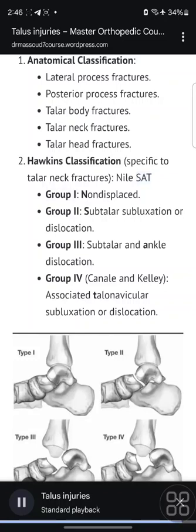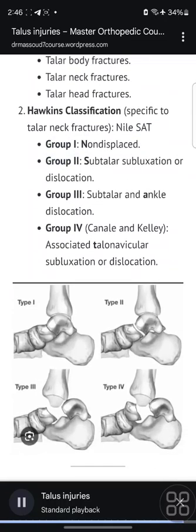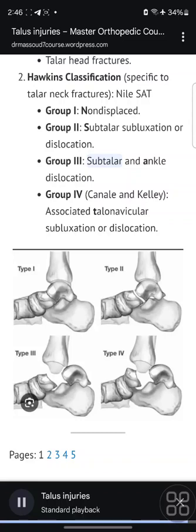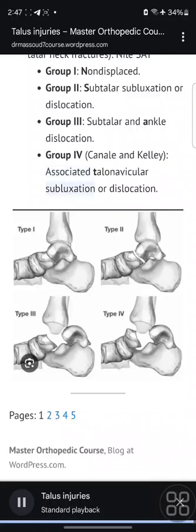Group 1, non-displaced. Group 2, subtalar subluxation or dislocation. Group 3, subtalar and ankle dislocation. Group 4, Canale and Kelly, associated talonavicular subluxation or dislocation.